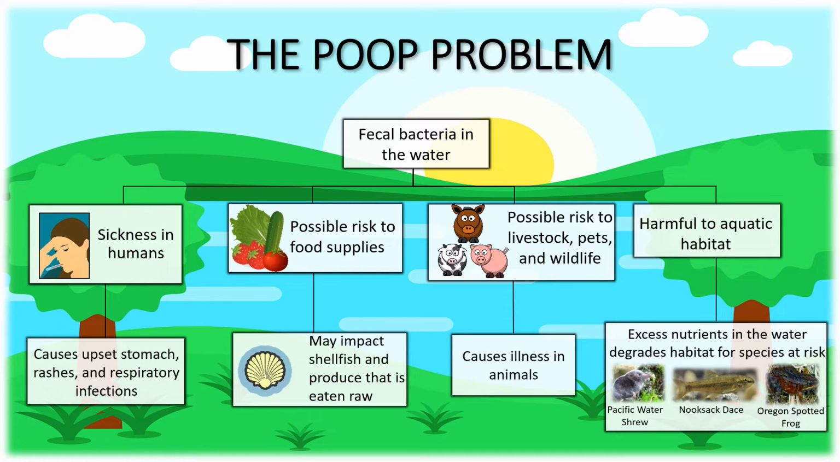Lastly, having poop in our aquatic ecosystems can lead to an excessive amount of nutrients and organic matter in the water, which causes the oxygen in the water to be used up more quickly. As the oxygen is depleted from the water body, the habitat becomes less favorable to aquatic species. Particularly in Langley and the surrounding areas, this is important because increased nutrient levels in your waterways are harmful to important habitats of several species at risk, including the Pacific water shrew, red-legged frogs, Oregon spotted frogs, Nooksack dace, and sailor suckers.